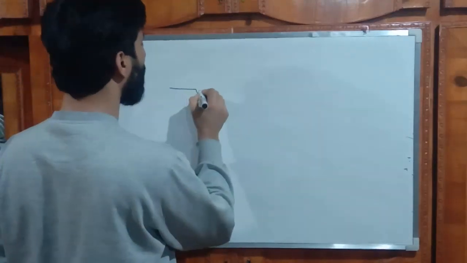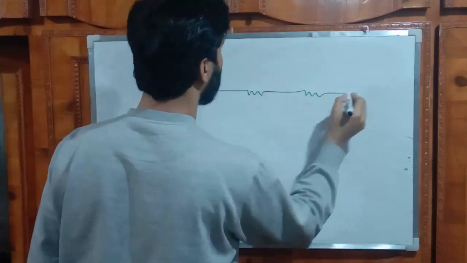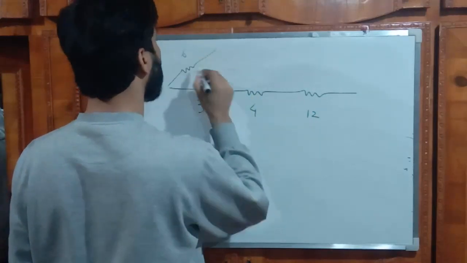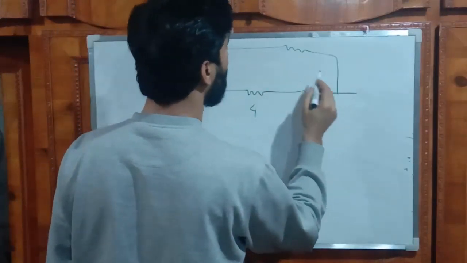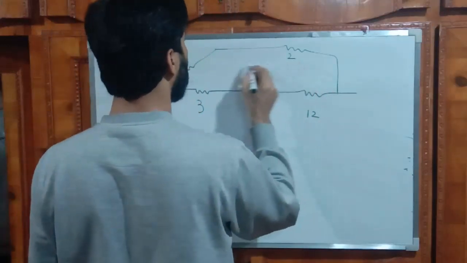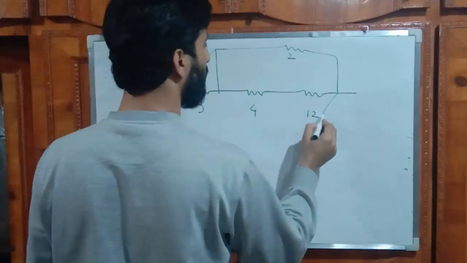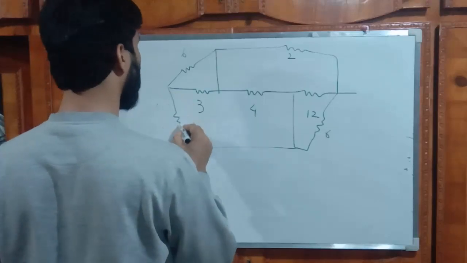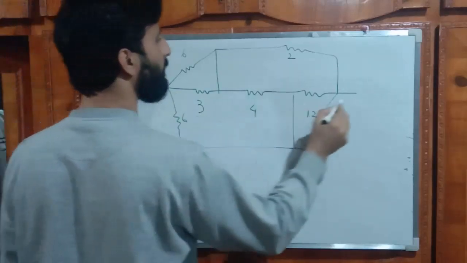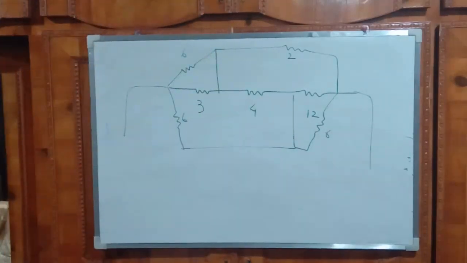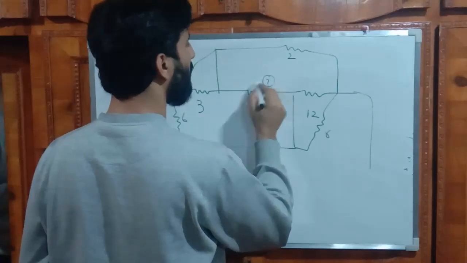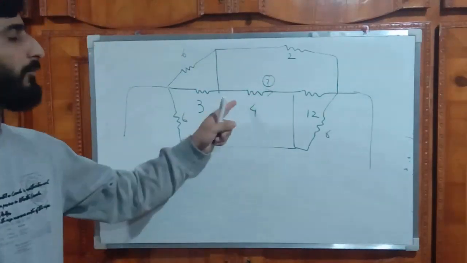Let's move on. For example, we have a case like this, and we are asked to find the current through this 4 ohm resistor. How will you do it?